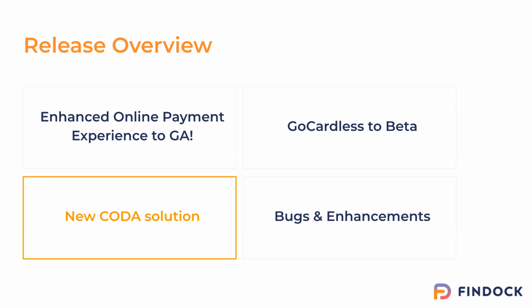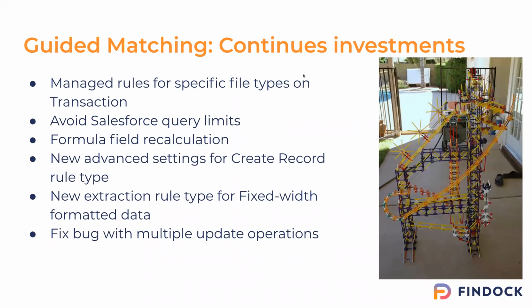All right, the third and last highlight of this release we'd like to go over is our new Coda solution. And to do that, we first have to start with guided matching. As you know, we have introduced guided matching as a tool that helps you create your automatic reconciliation and booking rules in Salesforce to automatically match incoming data from, for example, your bank statements into Salesforce.